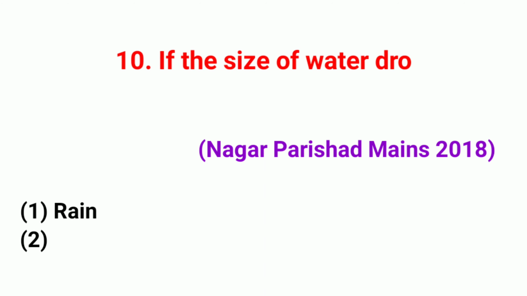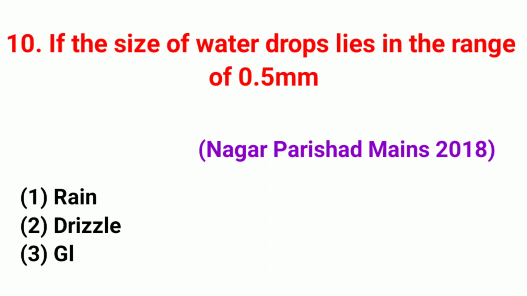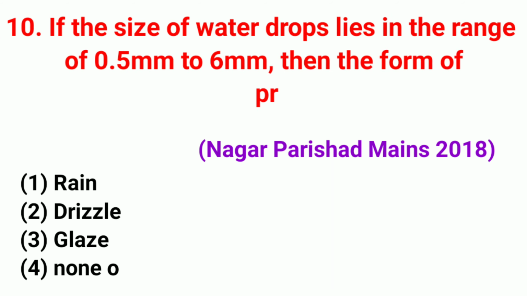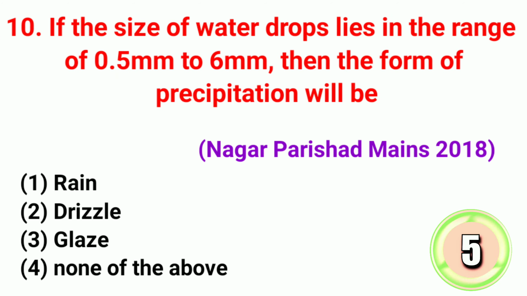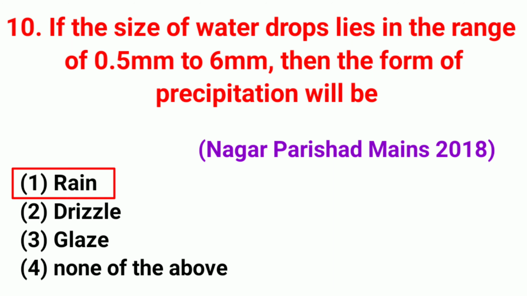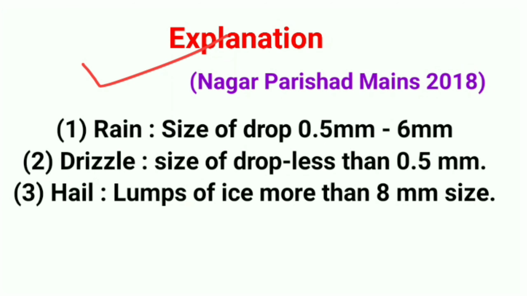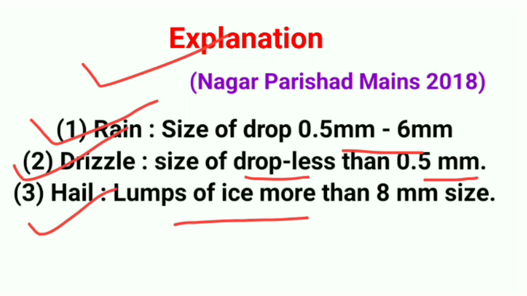Question number 10. If the size of water drops lies in the range of 0.5 mm to 6 mm, then the form of precipitation will be. Correct option first, rain. Explanation. Below are all the sizes. First one, rain. Size of drop 0.5 mm to 6 mm. Second one, drizzle. Size of drop less than 0.5 mm. Third one, hail. Lumps of ice more than 8 mm in size.